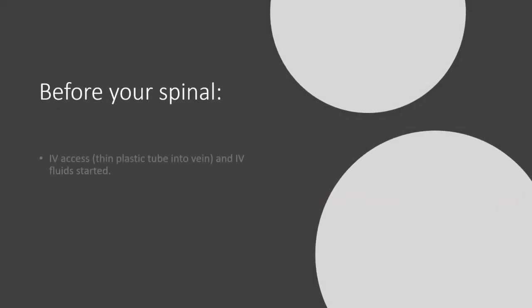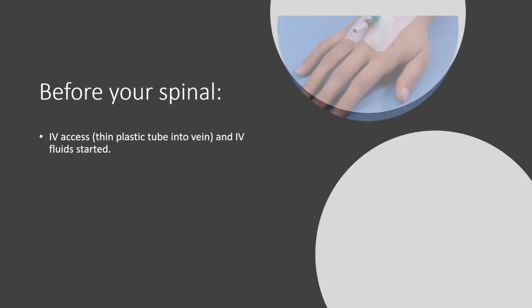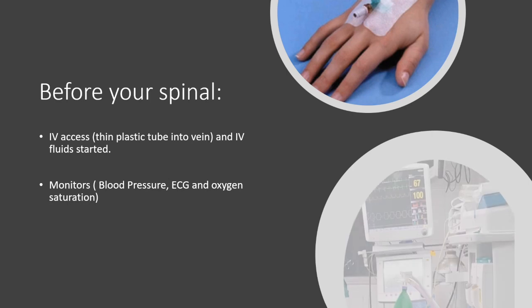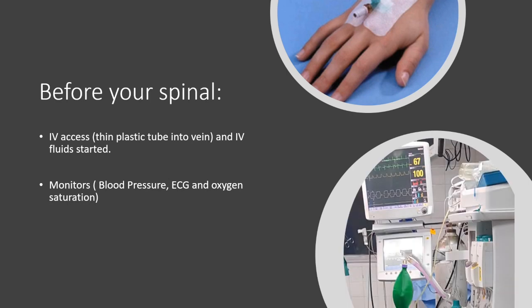Before performing the spinal, it is essential to obtain an intravenous access, which is a thin plastic tubing that remains inside the vein, allowing us to give medication and fluids. Your blood pressure, ECG, and oxygen saturation will be monitored throughout the surgery.